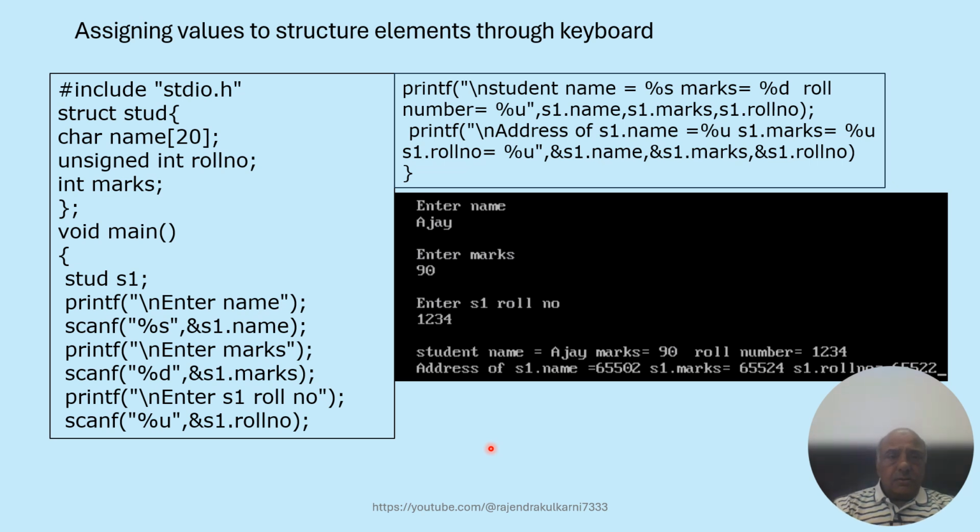So this is how values can be assigned to the structure using the keyboard, and how those values are accessed. The dot operator is always used for assigning and accessing the individual element of a struct variable.